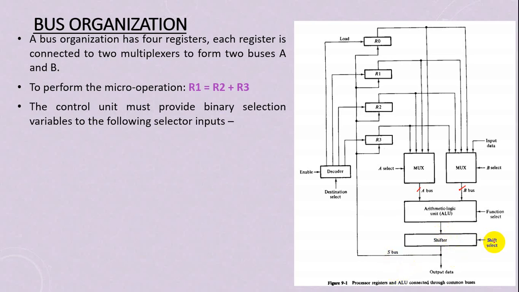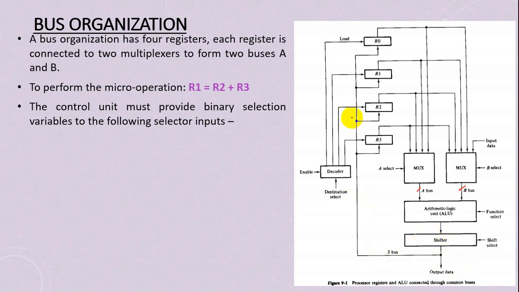The result from the ALU can be shifted in different ways. In this case, we'll use the operation called no shift. That means there's no left shift or no right shift. The direct result will come to the S bus, the output bus. This is called the no shift operation. The shifter has many functionalities. We'll see in another slide how the shifter is designed and how it performs different types of shift operations. But in this case, it is no shift, so the result will come directly to the output bus or S bus.